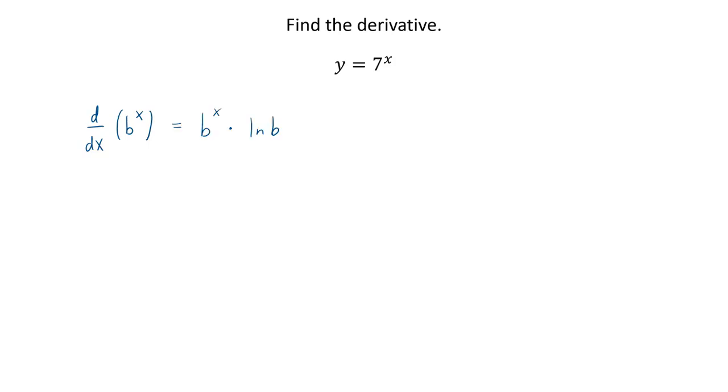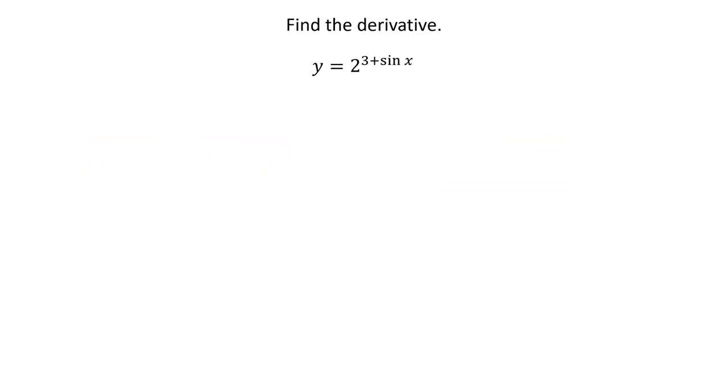And the derivative of b raised to the x is equal to b to the x times the ln of b. And here we want to find the derivative of y equals 7 raised to the x power. And here b, or the base of the exponential expression, is equal to 7. So y prime is equal to b to the x, which is 7 to the x, times ln of b. Again, b is 7, so that gives us 7 to the x times the ln of 7. And that's the derivative.